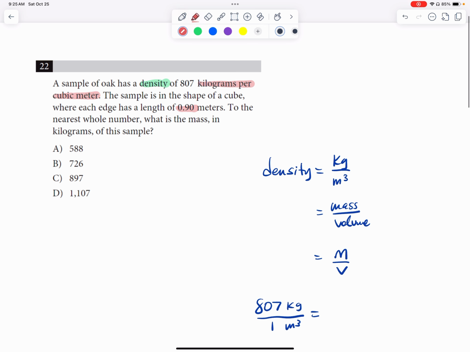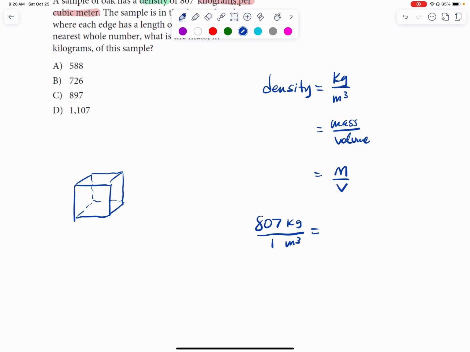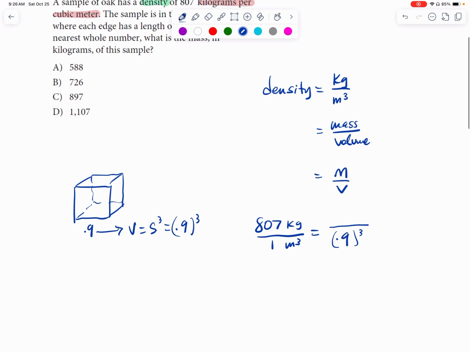Now, over here on the other side, the only thing that we're given is 0.9 meters for the edge length of a cube. Ooh, I'm going to draw myself a cube. I'm going to use my artistic skills. Look at this. This is going to be so incredibly photorealistic. Yeah, that's a great looking cube. Anyway, so our edge length here is 0.9, which means that the volume is side cubed, or in this case, 0.9 cubed. All right, and where does that go in our proportion? Well, our volume goes on the bottom. So 0.9 cubed on the bottom. And the thing that we are missing here is our mass.